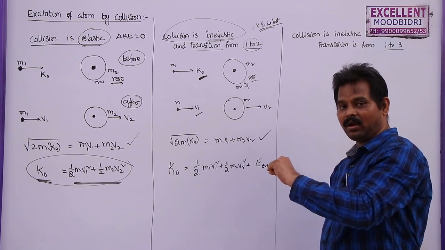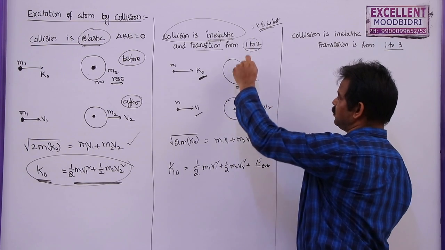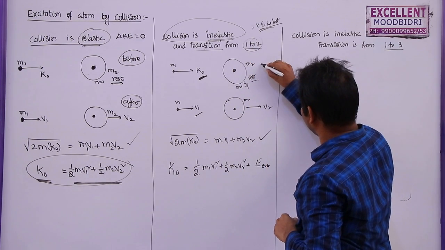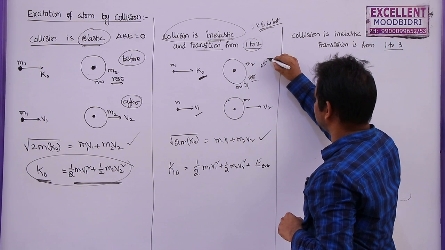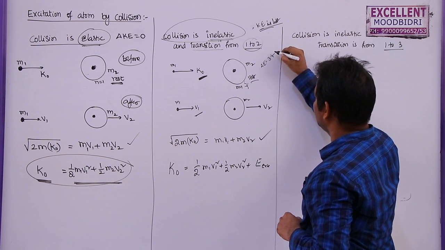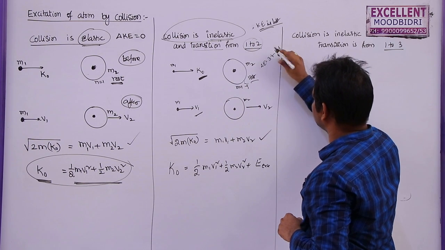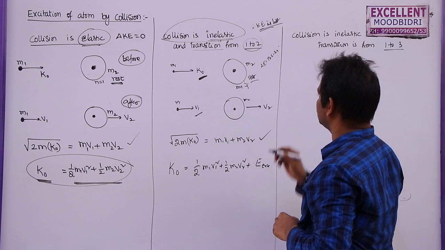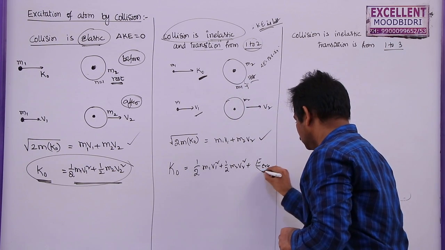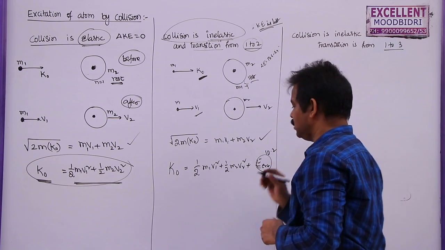For any electron in a hydrogen atom to excite from first orbit to second orbit, the energy required, delta E, is given by the energy of the second orbit, which is equal to minus 3.4, minus the energy of the first orbit, which is minus 13.6. So this is 13.6 minus 3.4, that is 10.2. So this value will be 10.2 electron volts.